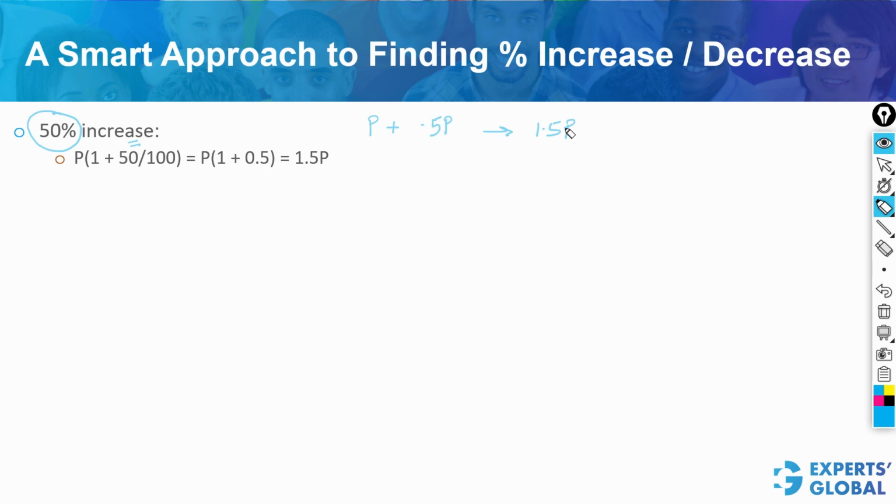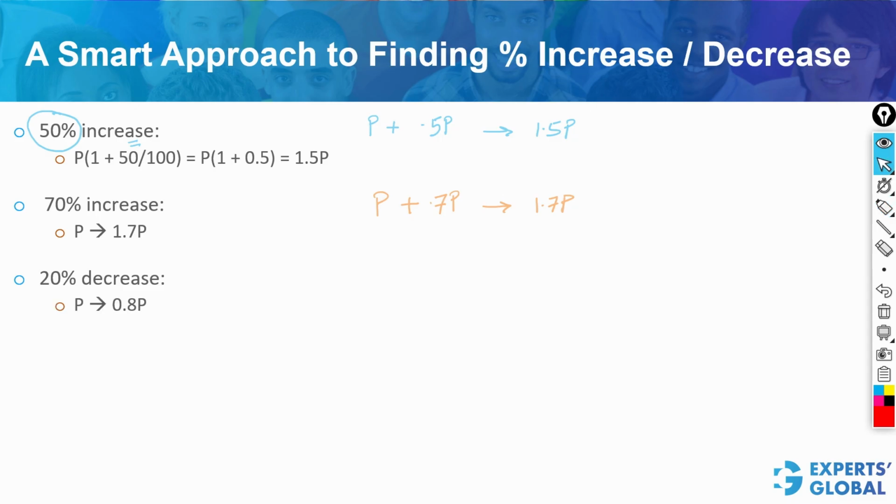Let's take one more example. 70% increase. Now the original value is p. 70% increase means an increment of 0.7p. So the final value must be 1.7p. Therefore, p becomes 1.7p. Another example, 20% decrease means p minus 0.2p. Therefore, p becomes 0.8p. Similarly, 400% increase would mean p plus 4p, which means p becomes 5p.